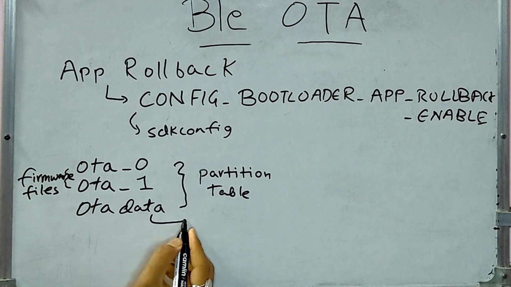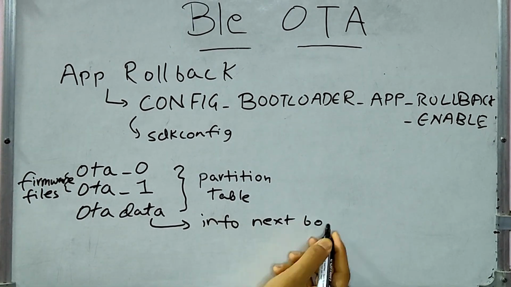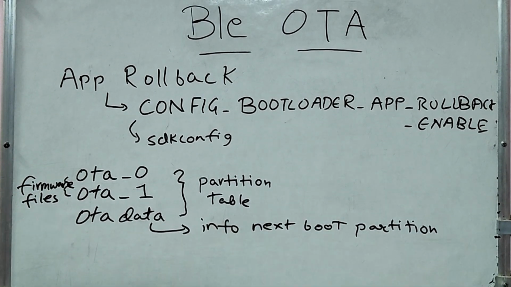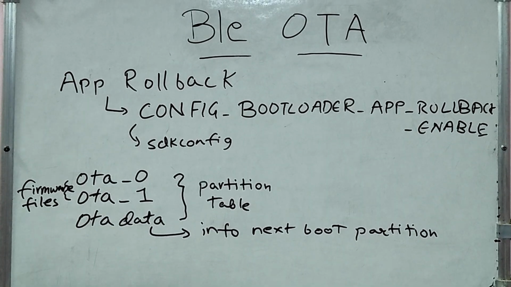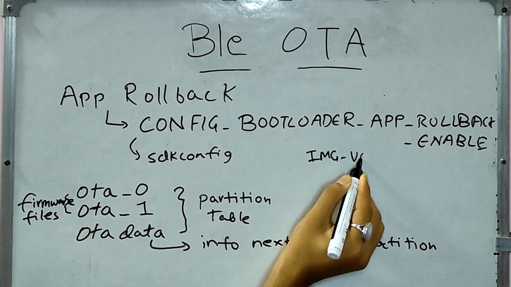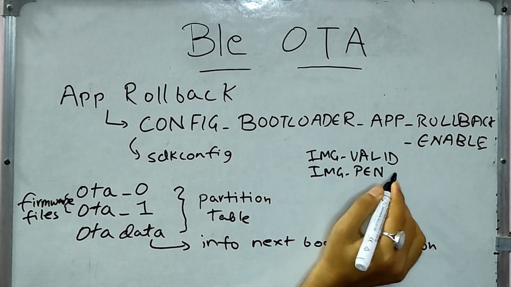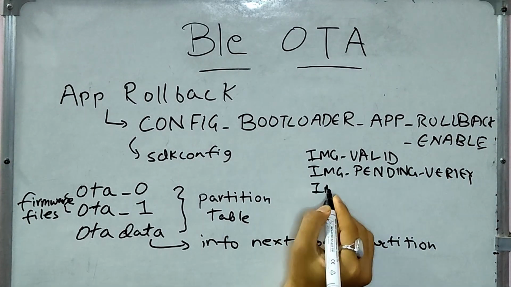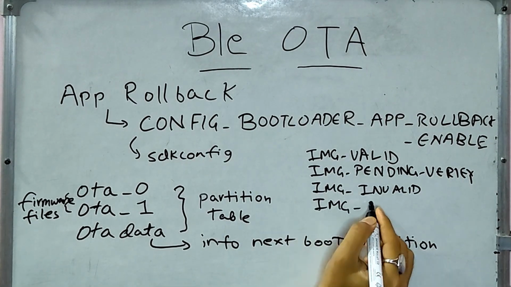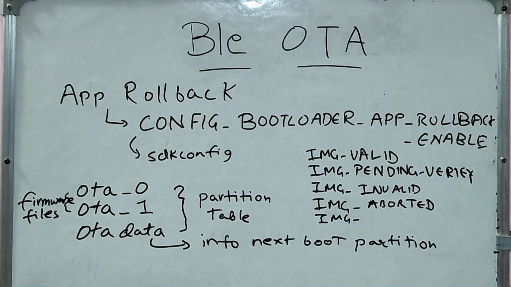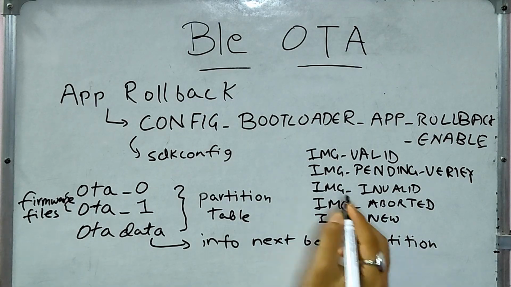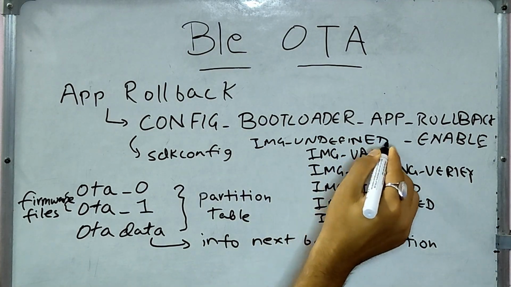In our setup, we have two main OTA partitions, OTA 0 and OTA 1, which store firmware images. Along with that, we have an OTA data section that keeps track of which partition should be booted next. Now, each firmware image goes through various states like valid, pending verify, undefined, and so on.